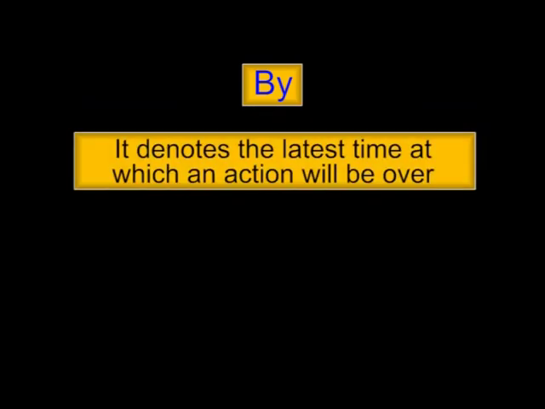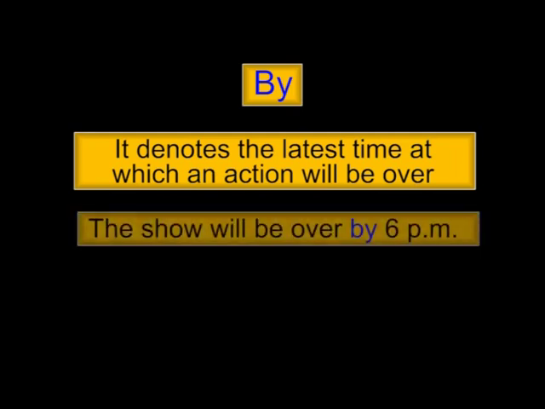By. It denotes the latest time at which an action will be over. Example: the show will be over by 6 p.m. It shows that it may be over before it is 6, but the latest time at which it can be over is 6.